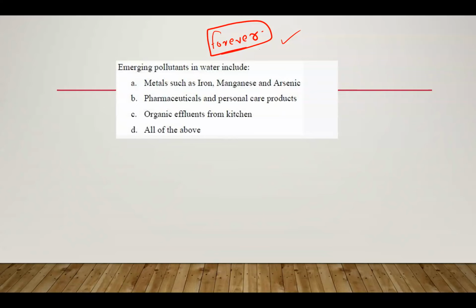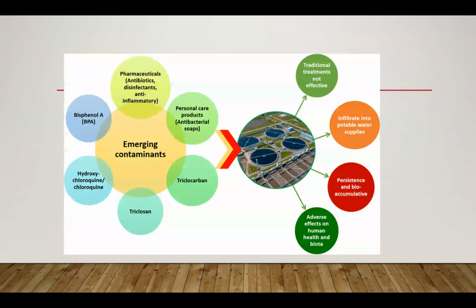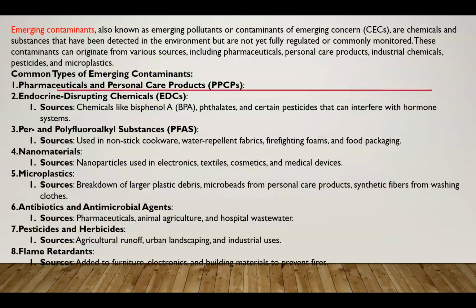Okay, so now, what are emerging pollutants? Here the question is, what do emerging pollutants in water include? Different options are given. A, metals such as iron, manganese, and arsenic. B, pharmaceutical and personal care products. C, organic effluents from chicken and kitchen. And D is all the above. What is the answer for this? B is the answer: pharmaceutical and personal care products. Okay, keep this in mind. Next, we'll go for what is called forever chemicals.